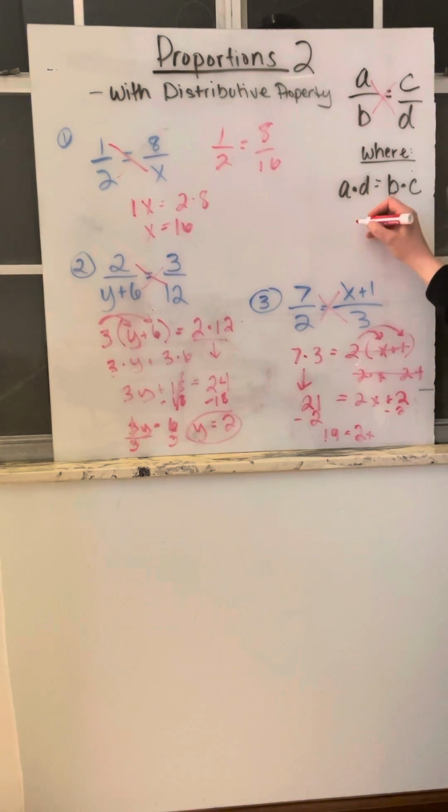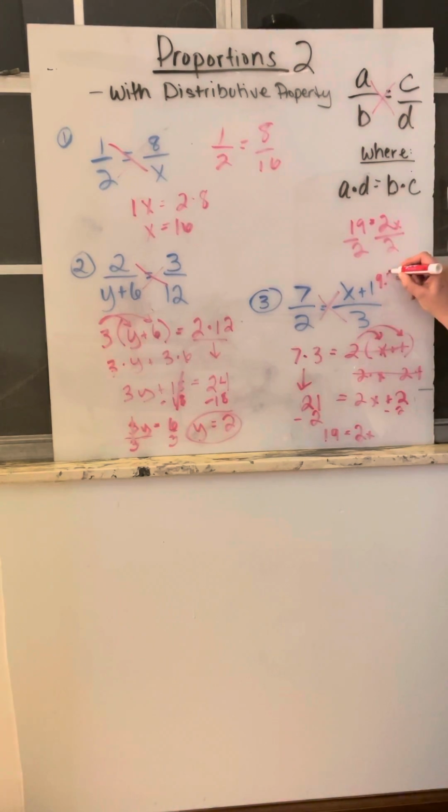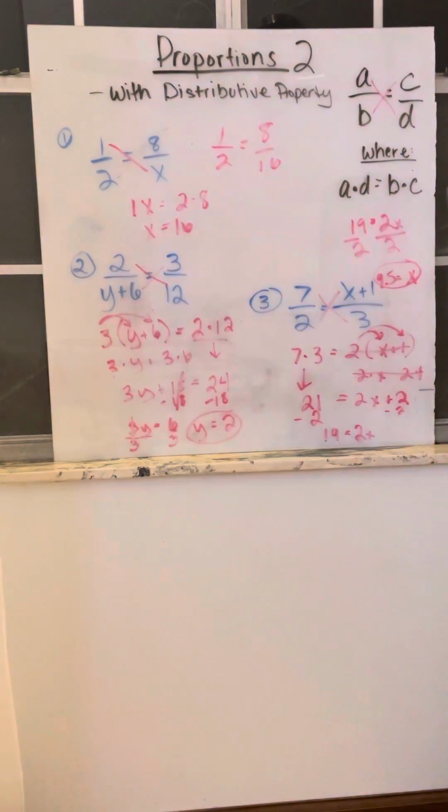Let me write it up here actually. So 19 equals 2x, divided by 2. No, it is not an even number, and that's okay. On your worksheet, it will be all even numbers. So 19 divided by 2 ends up being 9.5. So x equals 9.5.